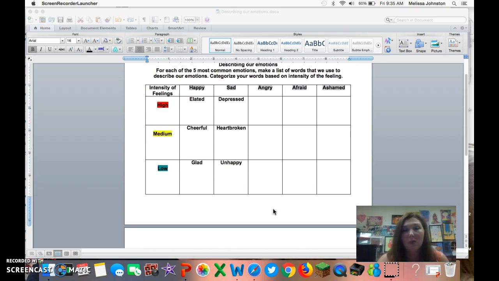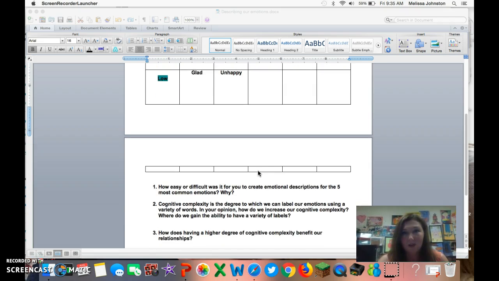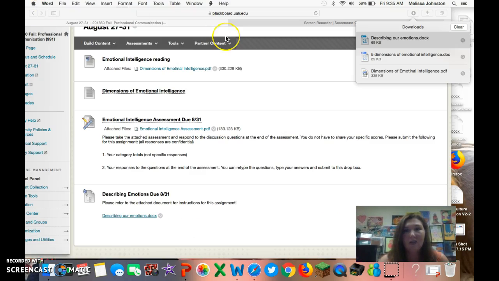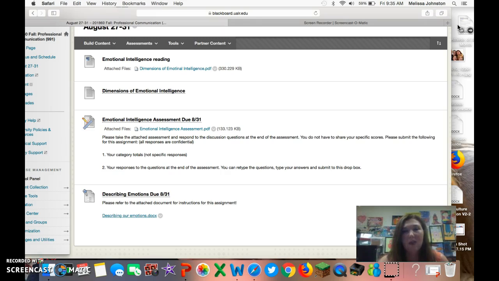So when you're listing your words, you can maybe only put 1 or 2 words in here. That's fine. Some of you may have 4 or 5. It doesn't matter. Just fill in the boxes as best that you can and then answer the questions. So that is the second assignment that is due next week. And then the following week we'll continue our discussion of emotional intelligence and we'll be able to apply it to a case study.